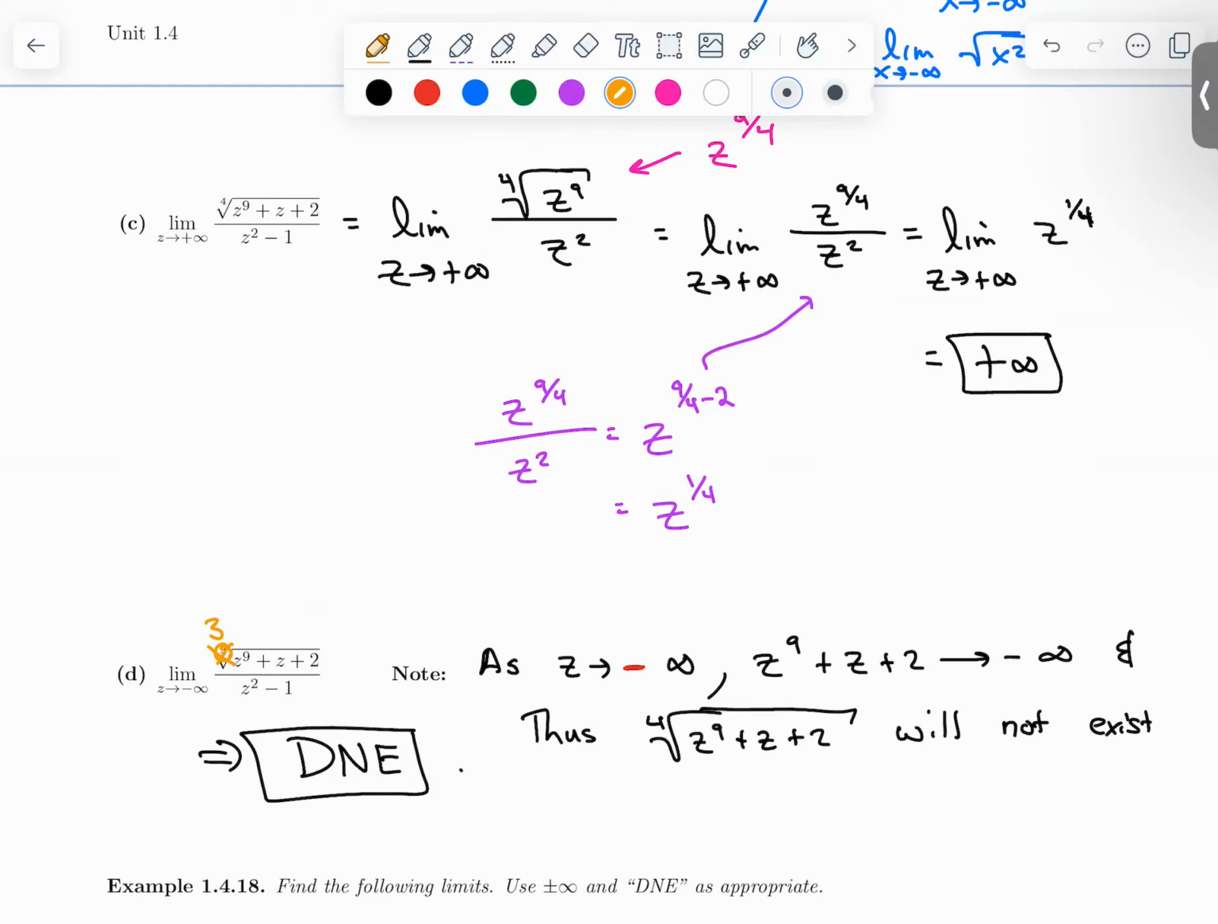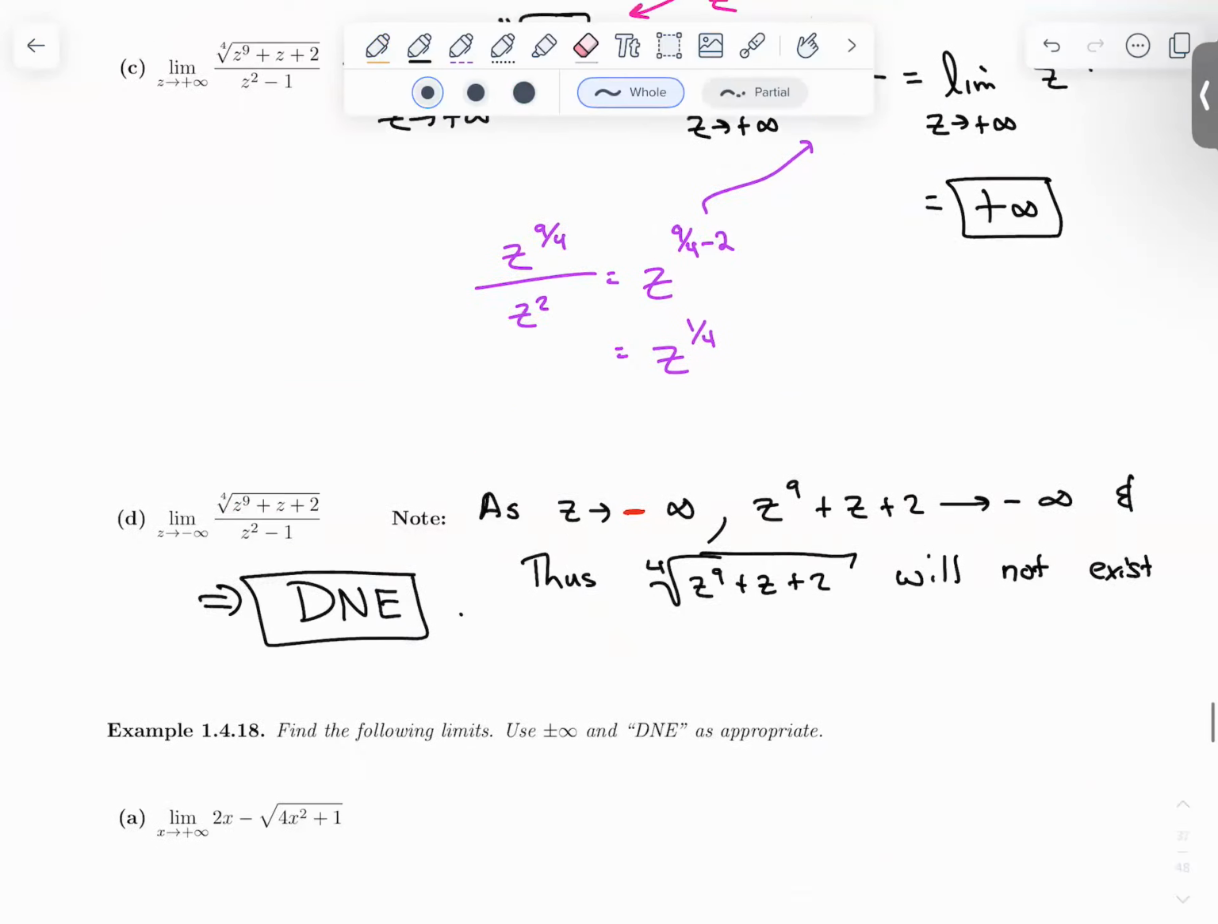But if you want to verify that the 3rd root of z to the 9th plus z plus 2 over z squared minus 1 will give you negative infinity, that's a good problem to try. Okay.